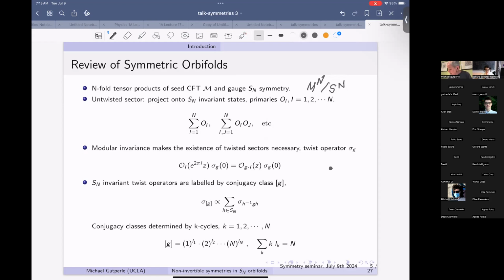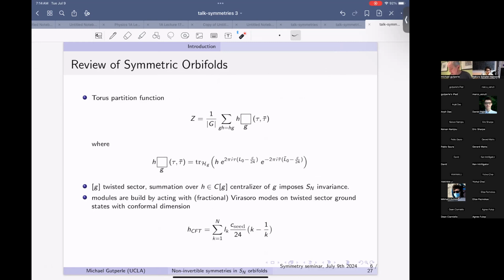But as it's well known, if you move an operator around a twisted sector, which is necessary for modular invariance, then an operator can close only up to an action of G. And again, as is well known, the twist operators are not labeled by a group element, because such a twist operator would not in itself be Sn invariant, but by the conjugacy classes. Conjugacy classes are labeled by partitions of n, and the interpretation is that permutations can be labeled by the number of cycles. So the number of 1 cycles, 2 cycles, etc., where obviously then this condition has to hold.